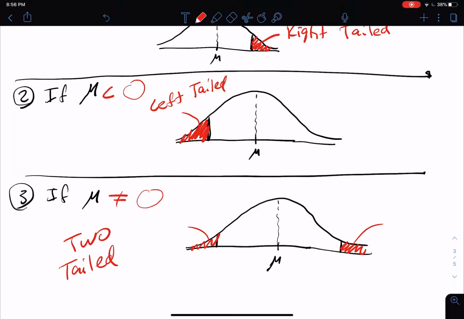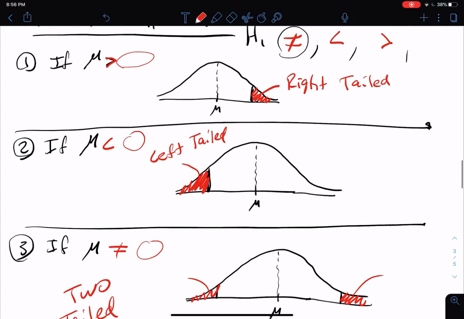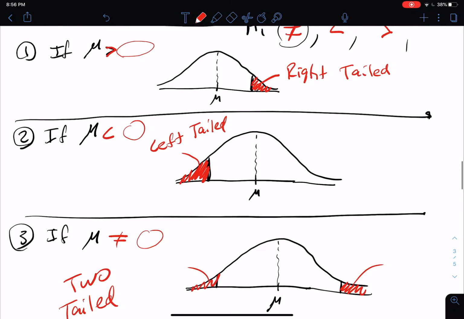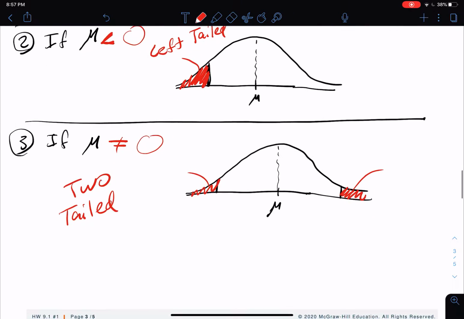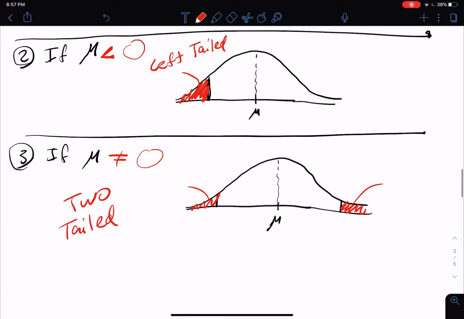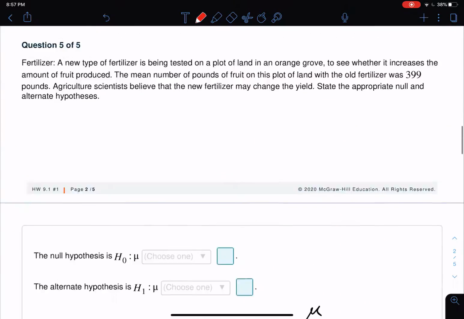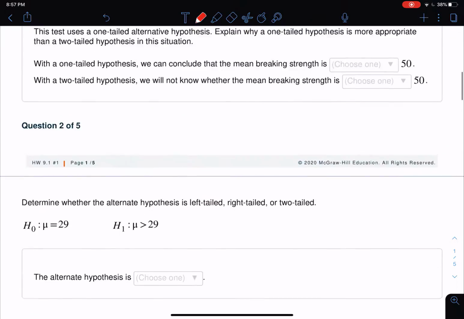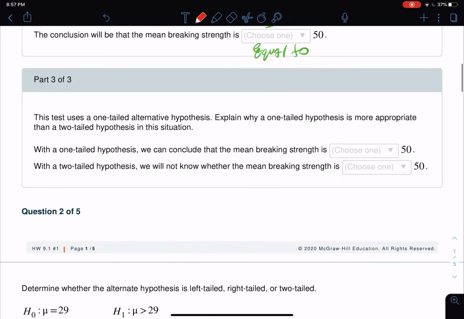Okay, so that gives you how you find if it's right-tailed, left-tailed, or two-tailed. Once again, if your alternate hypothesis has a greater than symbol, it's going to be right-tailed. If it's a less than symbol, it's going to be left-tailed. And if the symbol is not equal, mu is not equal, it's going to be two-tailed. Okay, let's go back to our problem. I believe it's right here.